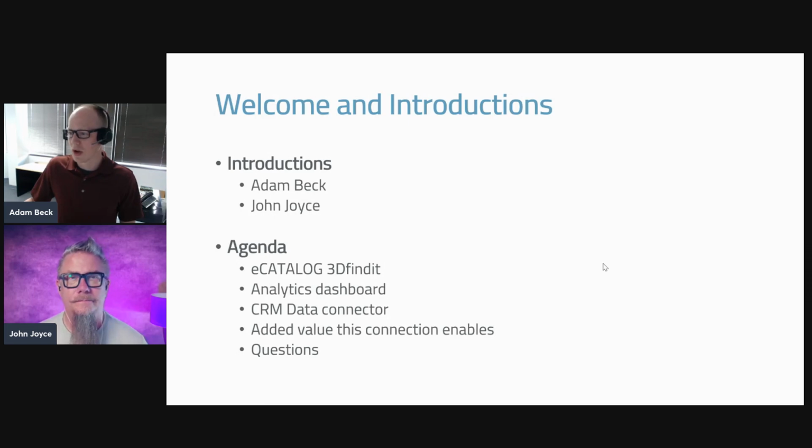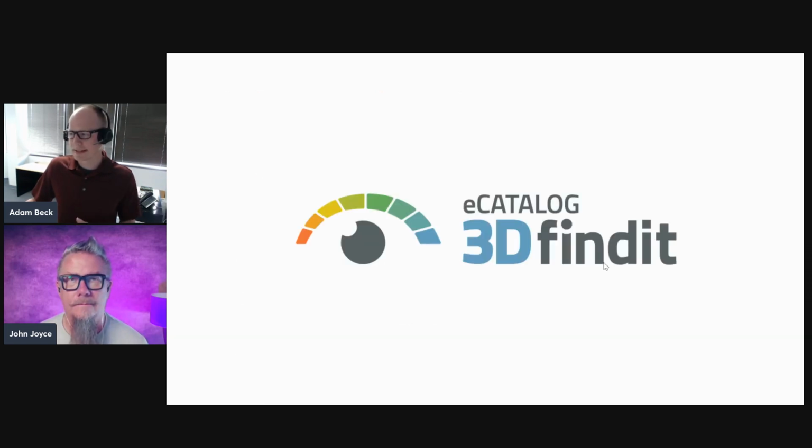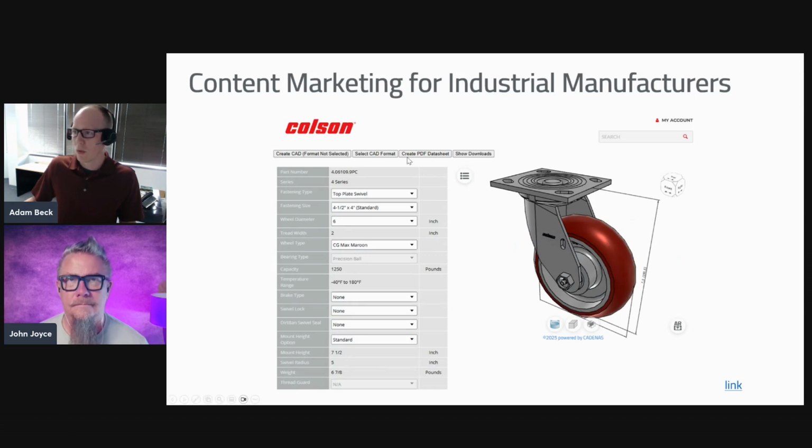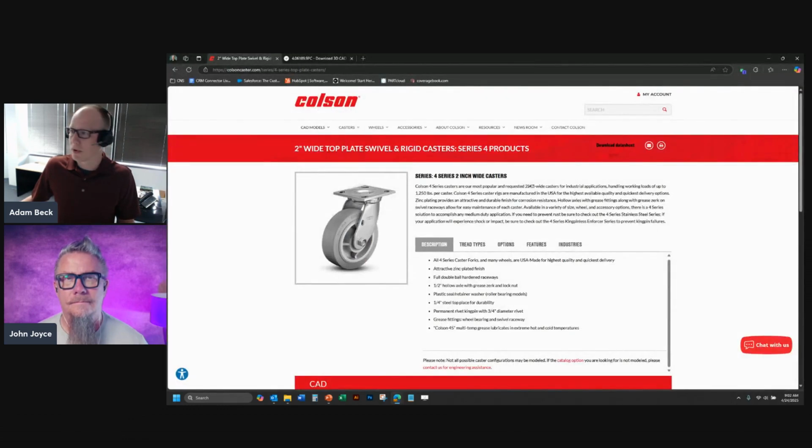Totally. So with that, let's just jump in real quick, set the scene for the audience a little bit. What is eCatalog 3D Find It? 3D Find It, some of you may have known this as eCatalog Solutions. It's essentially the same product, just new and improved. So what this tool is, it is a content marketing tool for industrial component manufacturers.